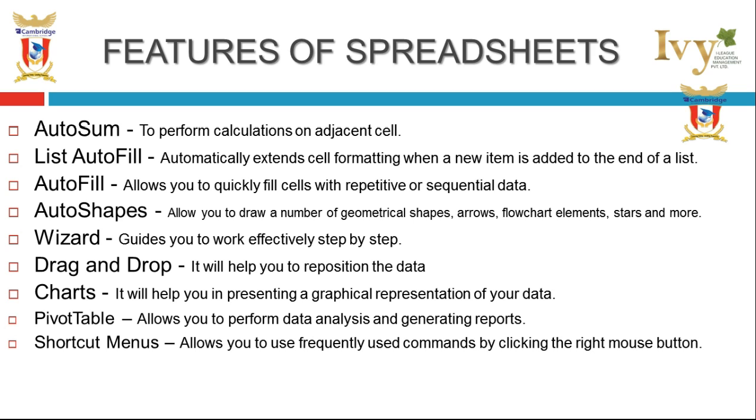These menus allow you to access frequently used commands by clicking the right mouse button. So that means, for example, you can right-click on a mouse, and cut, copy, paste options are there. So frequently used items can be accessed using shortcut menus.